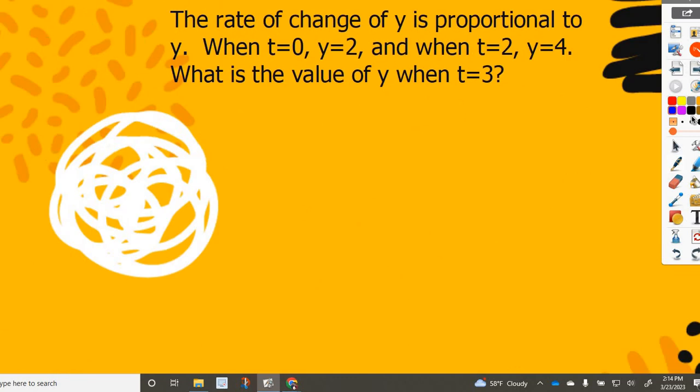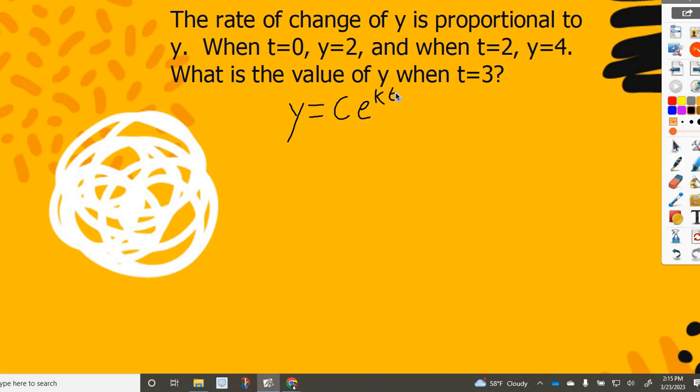So, number 11 says the rate of change of y is proportional to y, and when t equals 0, y equals 2, and when t equals 2, y equals 4. What is the value of y when t equals 3? So again, what does that first sentence tell us? The rate of change of y is proportional to y, which means that we're going to use the y equals C e to the k t model. t or x, it doesn't matter. A lot of times you'll see t's here instead of x's because we're going to be talking about time, and so you'll see both of those. So in this case, they gave us t's, so we're going to put a t in our model.